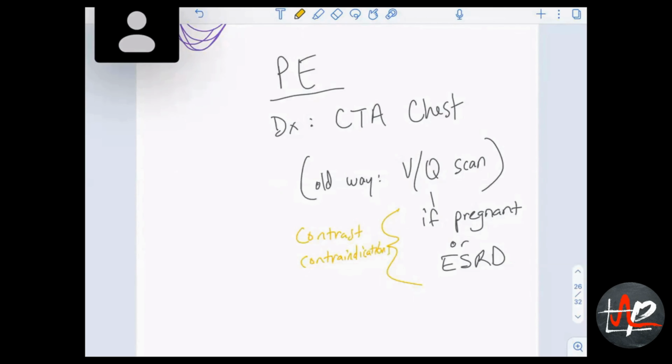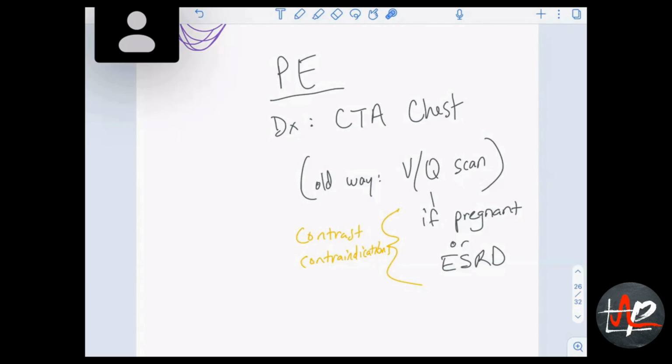Something to know, you don't necessarily need to know this for your boards, but just for real life, is you don't want to give contrast for a CTA if your GFR is less than 30 to 35. If somebody has poor kidney function, the contrast can further precipitate renal failure. And obviously you don't want to give a pregnant woman contrast. That would be muy mal for the fetus.